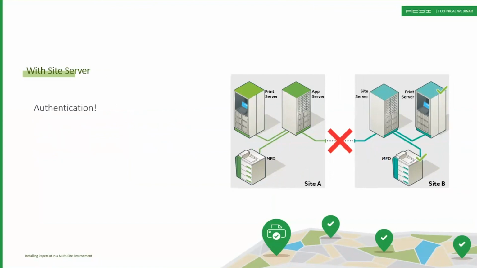Here is the result of what happens when we incorporate a site server in the equation. These images show the changes in how elements of a PaperCut solution communicate when a site server is deployed.